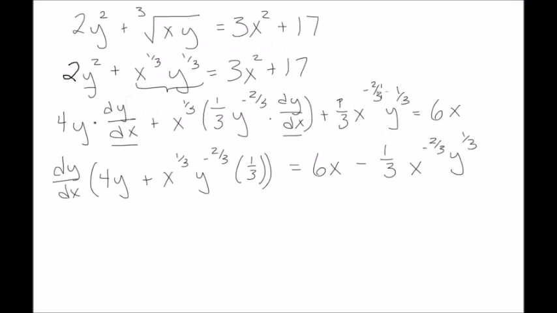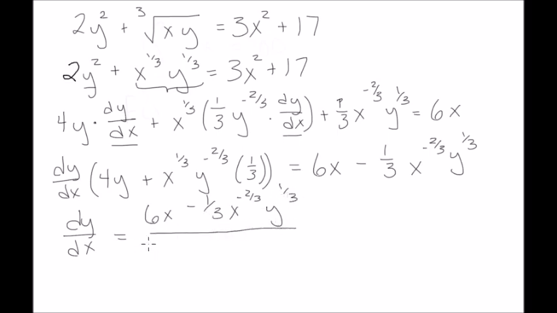So notice that I moved this term to the right-hand side and I factored the dy dx out of each of the two terms on the left-hand side. My final step is going to be to divide the right-hand side by this term so that I get dy dx by itself. I get 6x minus 1/3 x to the negative 2/3 y to the 1/3 over 4y plus 1/3 x to the 1/3 y to the negative 2/3.